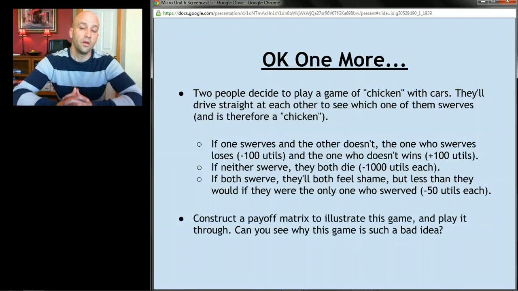Alright, again, see if you can construct a payoff matrix and play this game through. Now I'm not going to show this one to you. I'm going to let you think about this one. But if you look at it long enough, you'll see why this is such a stupid game to play, why it's such an unpredictable game to play, why you probably shouldn't play a game of chicken with cars. If you don't get to the result here mentally or having written it down, come on in and we can talk about it.